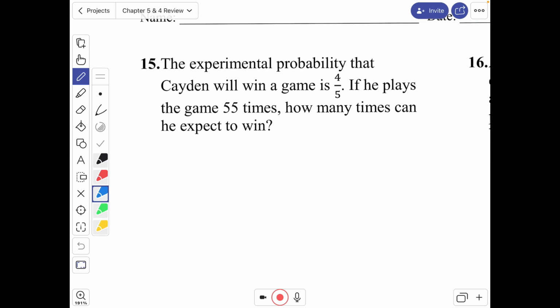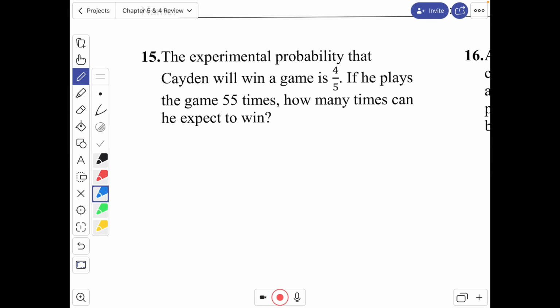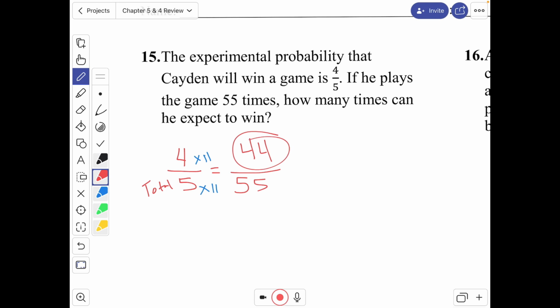Number 15. The experimental probability that Caden will win a game is 4/5. If he plays the game 55 times, how many times can he be expected to win? Okay, so we're making a prediction. We have 4 out of 5. The 5 is the total. And if my new total is going to be 55, what would I need to do to 5 to get to 55? Times 11. So if I do that on top, Caden will expect to win 44 times. So 44 is your answer.